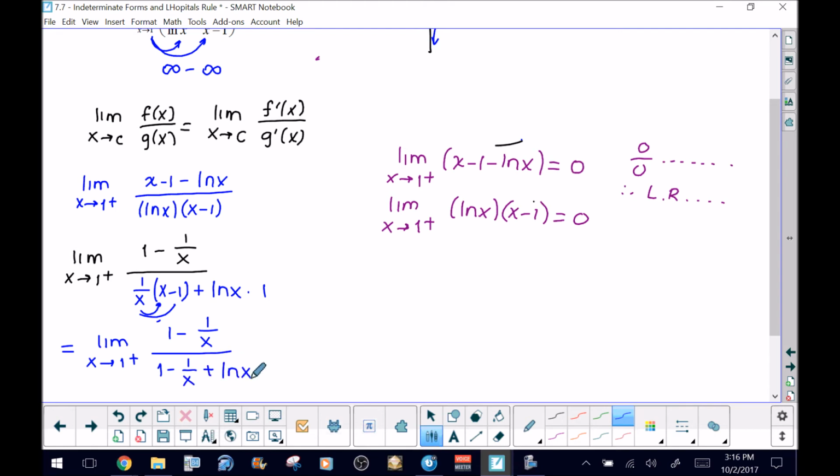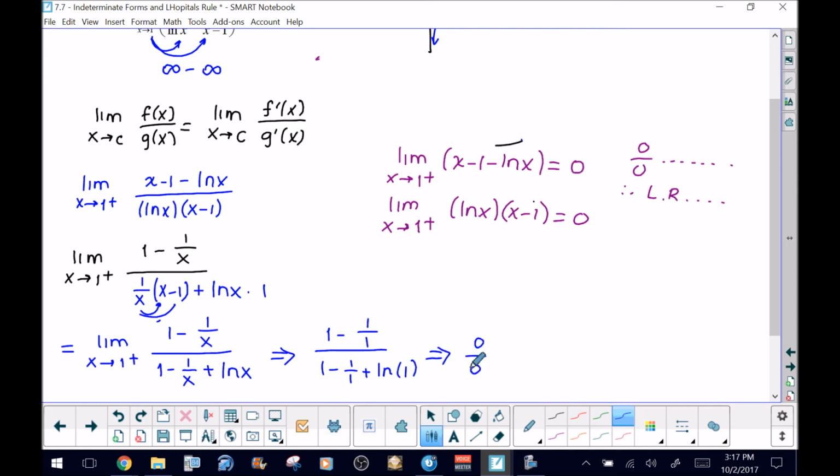All right, well, let's see where we're at. If we, at this stage of the game, try to directly substitute x equal 1, we see that this would lead to 1 minus 1 over 1, which is going to be 0, over 1 minus 1 over 1 plus the natural log of 1, which is 1 minus 1 plus 0, which is also going to be a 0. So we have another indeterminate form.